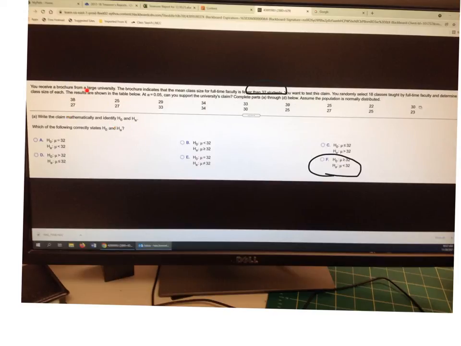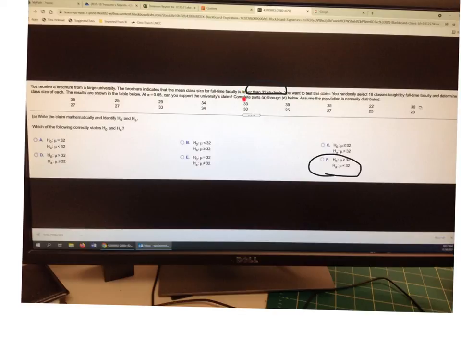You receive a brochure from a large university. The brochure indicates the mean class size for full-time students is fewer than 32. You want to test this claim, and so you randomly select some students here. Can you support the claim?